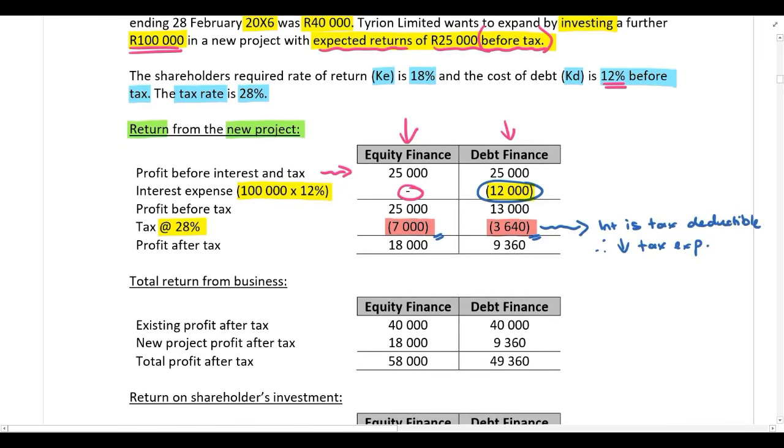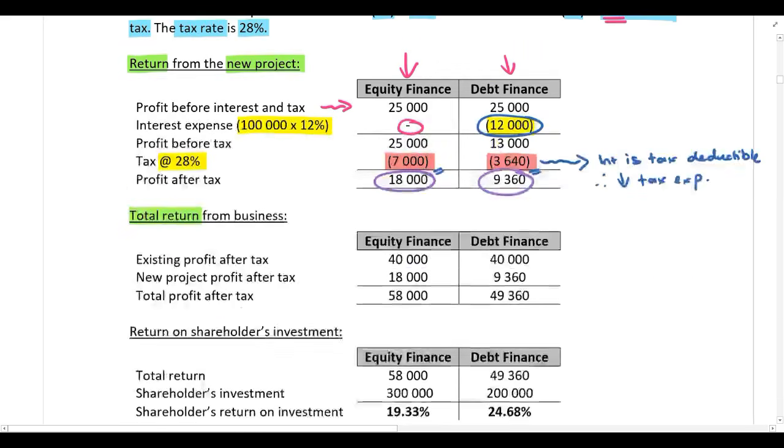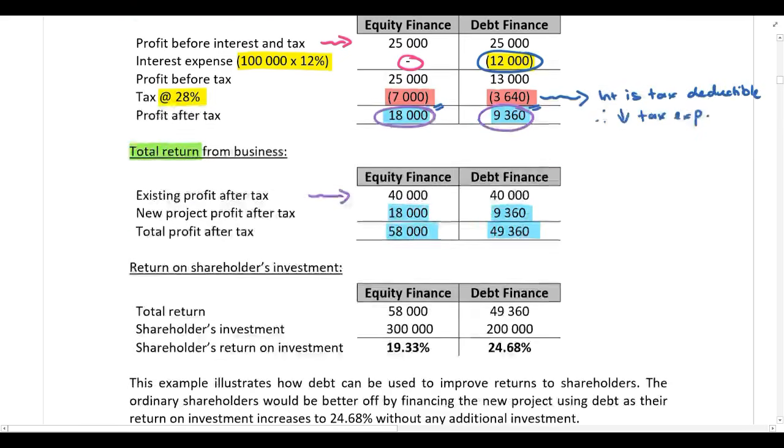All right, so we've just calculated the return that the company will make on this new project. If we calculate the company's total return then, we were told above that for the year ending 28 February 2026, they have a profit after tax of 40,000 Rand. So that's already the profit after tax. You can then just add the return that we calculated above so that we can calculate the total return that the company is expected to make.